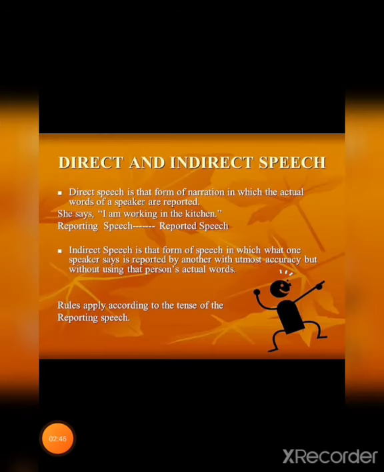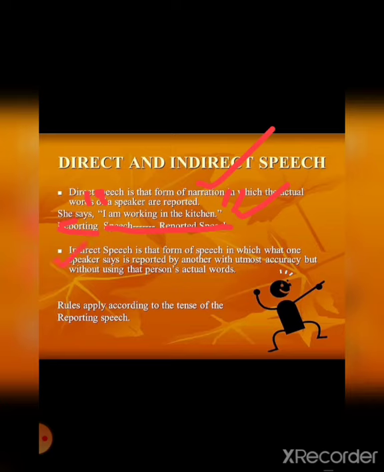So we have learned that direct speech is a form of narration in which the actual words of a speaker are reported or said. For example, she says, "I'm walking in the kitchen." Okay, this is an example of direct speech. Why? Because the speaker is she, and her words, her thoughts, are given within the inverted commas.